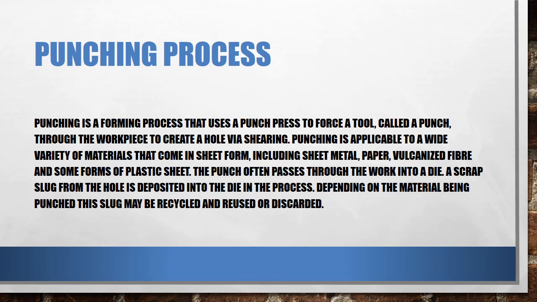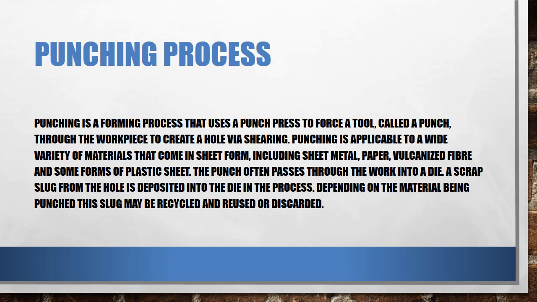Punching process. Punching is a forming process that uses a punch press to force a tool, called a punch, through the workpiece to create a hole via shearing. Punching is applicable to a wide variety of materials that come in sheet form, including sheet metal, paper, vulcanized fiber, and some forms of plastic sheet.